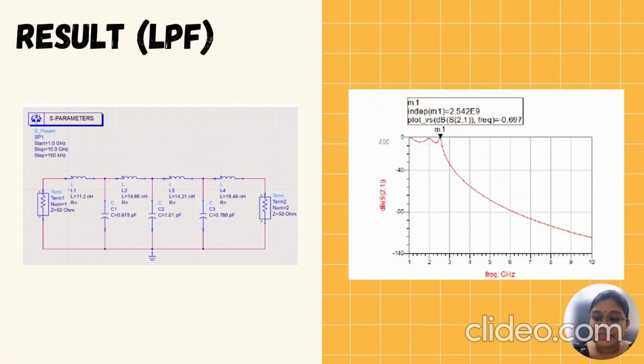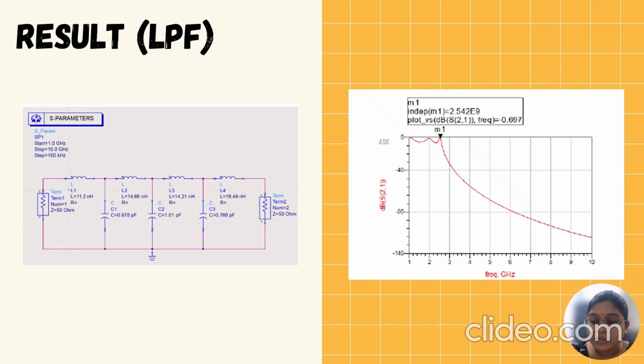Okay, on the left side, you can see the complete circuit schematic that I built in the simulation software, which is ADS. So it shows the 6th-order lumped element filter consisting of 4 inductors and 3 capacitors connected in a T-network configuration that I calculated earlier. So the component values match the values I derived. So the inductor range is 11.2 nH to 18.49 nH, and the capacitor range is 0.768 to 1.01 pF. So the input and output ports are matched with 50 ohm termination.